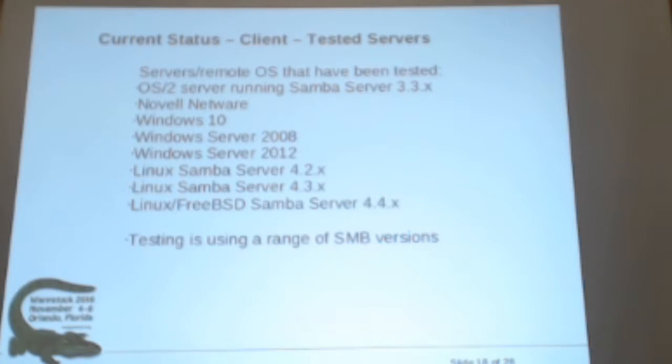So certainly on the Linux side of things, I've forced the protocol to SMB1, and it also allowed the client to negotiate the highest supported protocol, and it works fine here. So next slide, please, Neil.